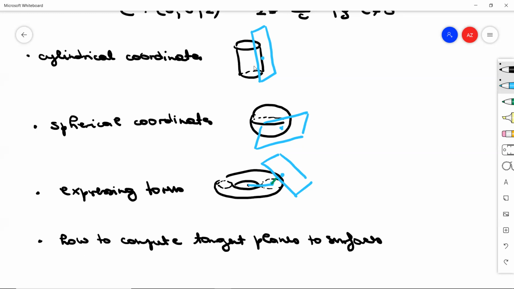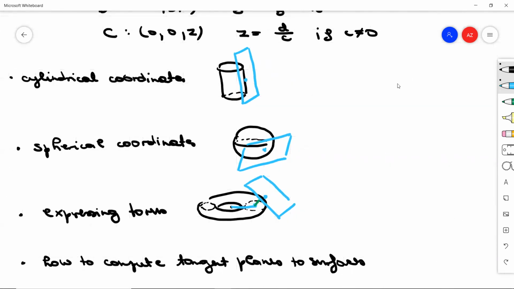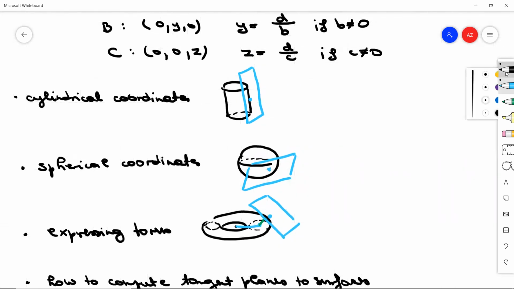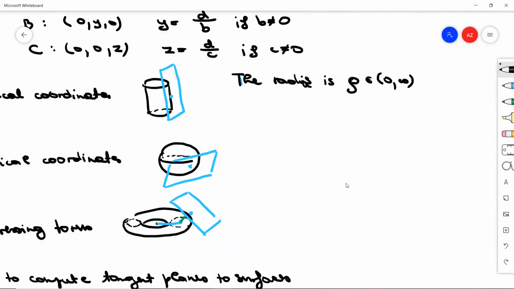Okay, let's start with the cylinder. So I will just continue here on the right side. We need two coordinates. How would you easily give the parametric equation of the cylinder? Let's say that the cylinder has radius rho, and this is a fixed positive number. And we would like to express every point on the surface of this cylinder.